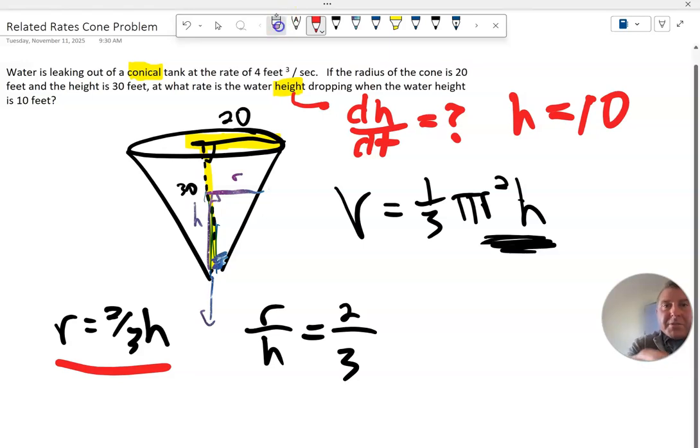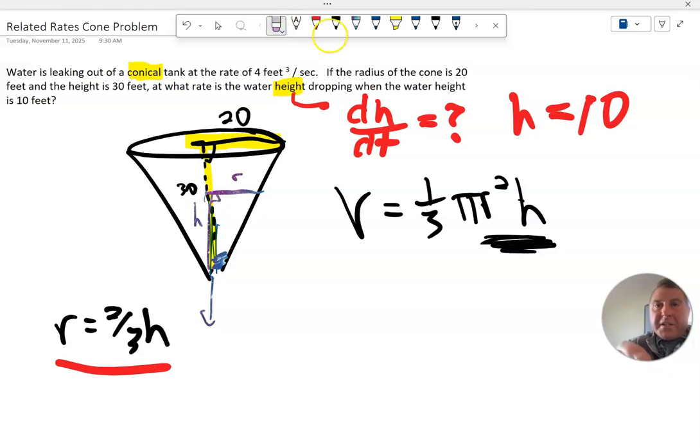Okay? So watch what I can do. The radius and height aren't constant, but the radius is always 2/3 of the height. So what can I do with this little r here? Oh, I don't want to erase it. I want to highlight it. What can I do with that r?